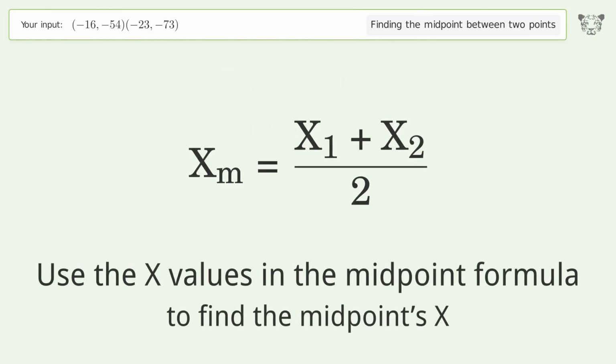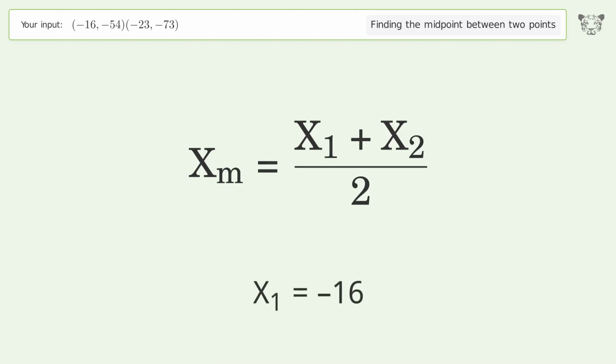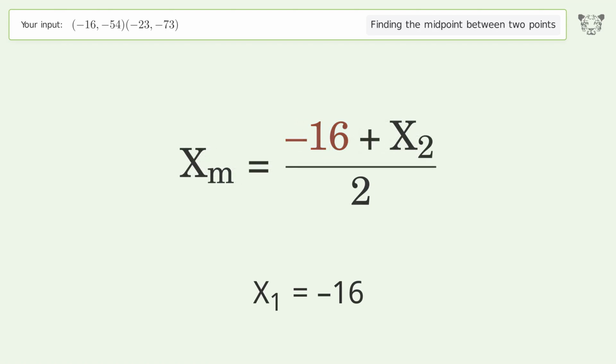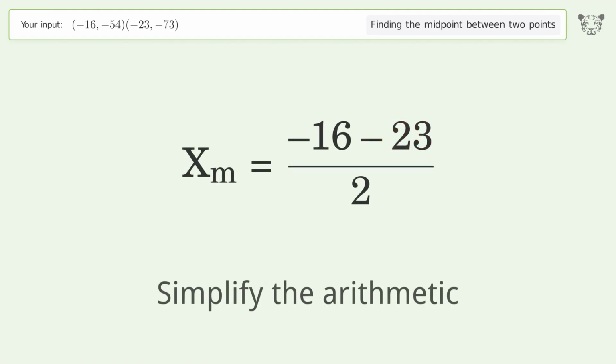Use the x values in the midpoint formula to find the midpoint's x. x1 equals negative 16. x2 equals negative 23. Simplify the arithmetic.